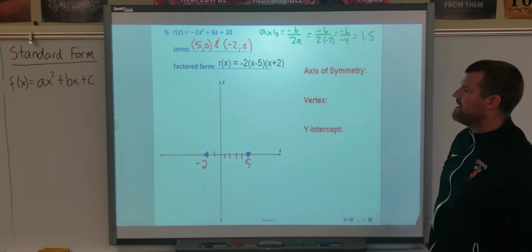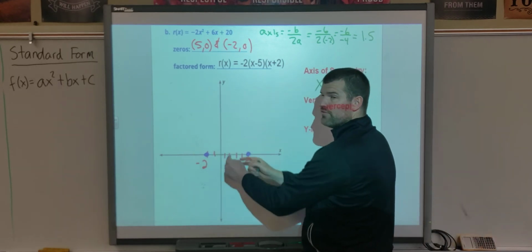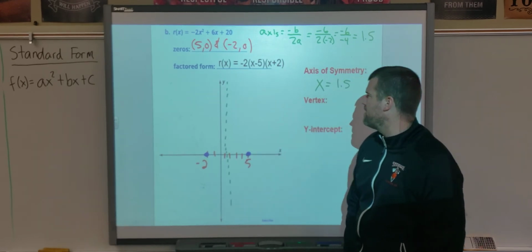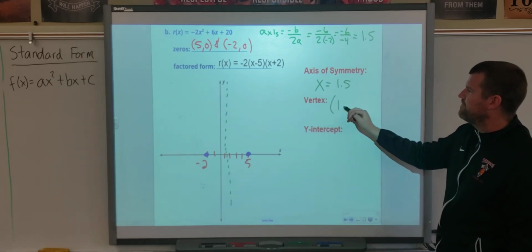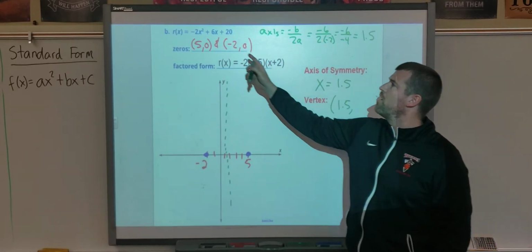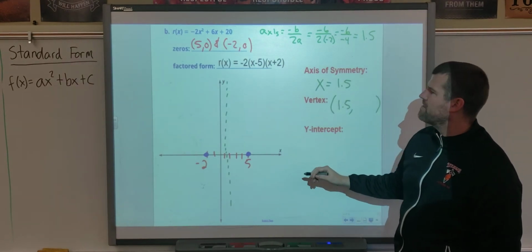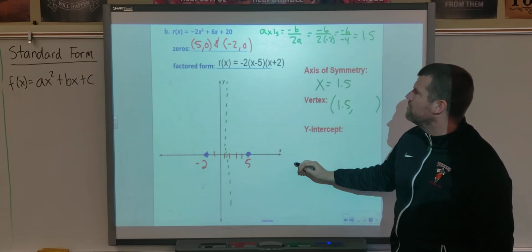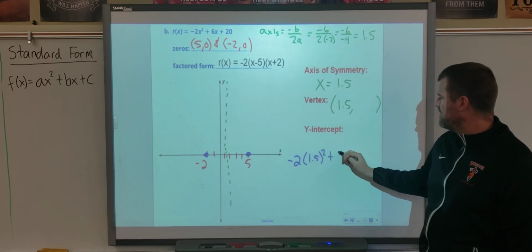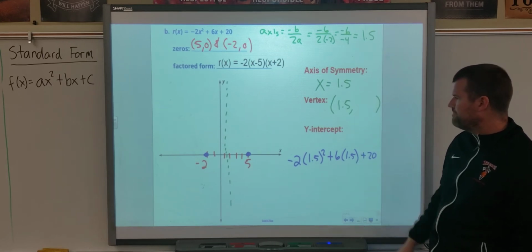So our axis of symmetry is 1.5, which if you counted to the middle from these 2 numbers, you would get 1.5. So our axis of symmetry right about there, which means our vertex has an x of 1.5. And then how do we find the y? Well, we take our x, so we plug it in. Gonna get some tougher numbers here, but that's okay. I got a calculator if I need it. I'm going to do negative 2 times x squared plus 6 times 1.5, and then plus 20.